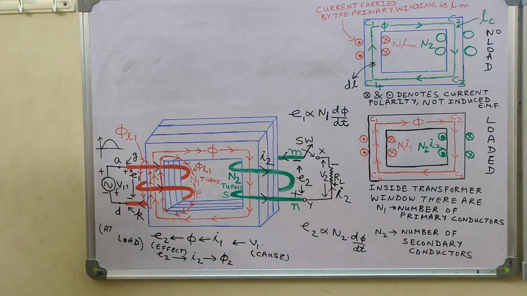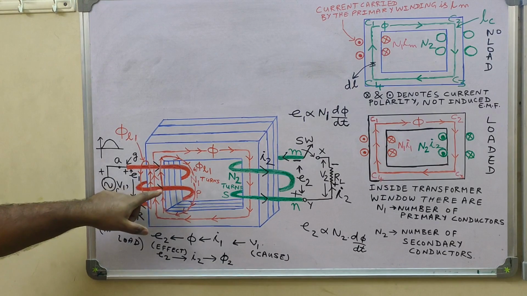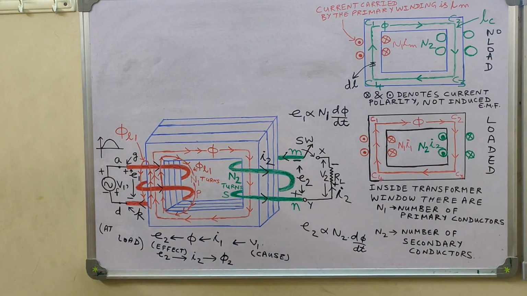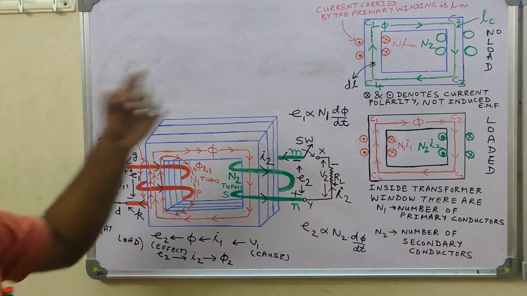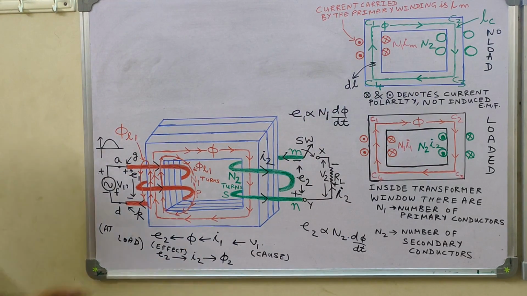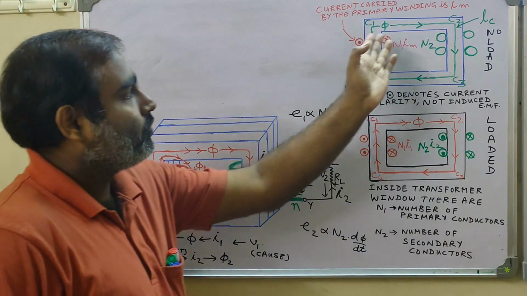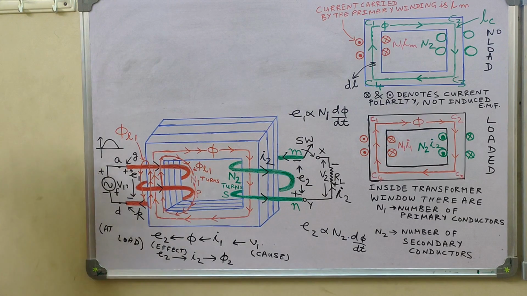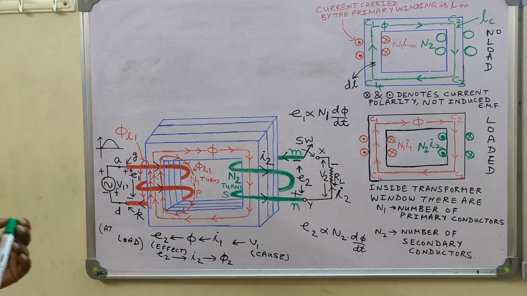Now, what is the current carried by the primary coil P at loaded condition? I1. And what is the current carried by the primary coil P at no load condition? It is Im, that is the magnetizing current. So now, what is the flux which will be established through the closed path C1, C2, C3, C4? It will depend upon the MMF and reluctance.